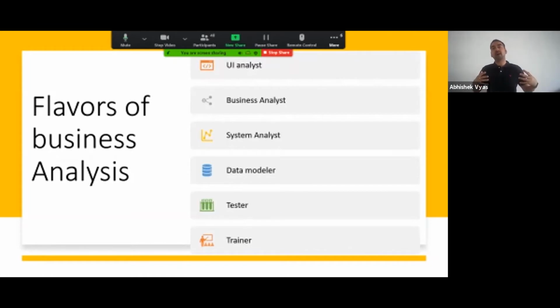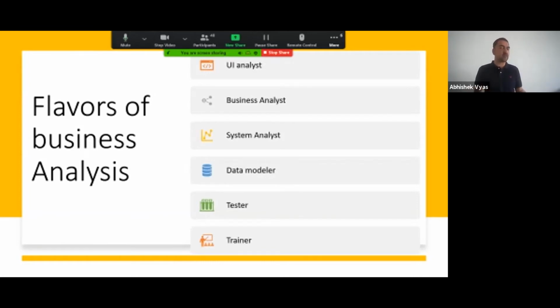So in one of my previous assignments, I worked as a system analyst in order to understand the system and improve its performance and overall output using various tools like Genius, like Splunk, which is very popular now. And this is not only about the non-technical thing, but it also involves some part of your technical aptitude as well. The next flavor to it is a data modeler.